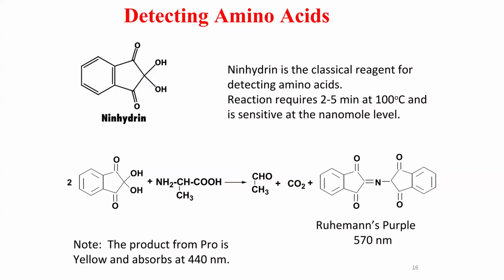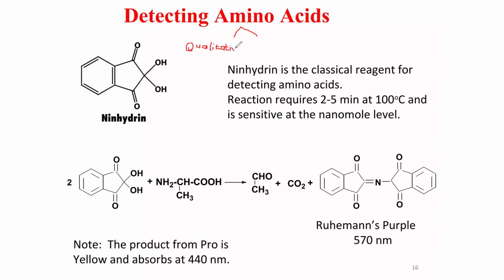So today we are going to look at detecting amino acids. In the detection of amino acids, we need to know that generally in biochemistry we have two kinds of tests. We have what we call qualitative tests, and we have quantitative tests.